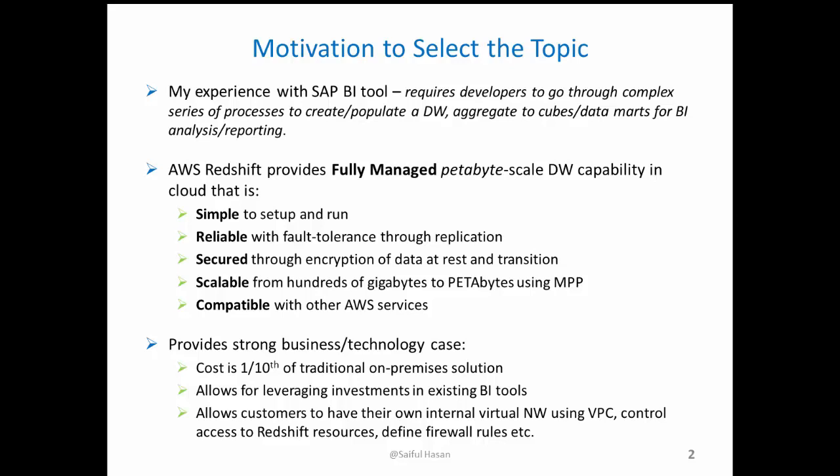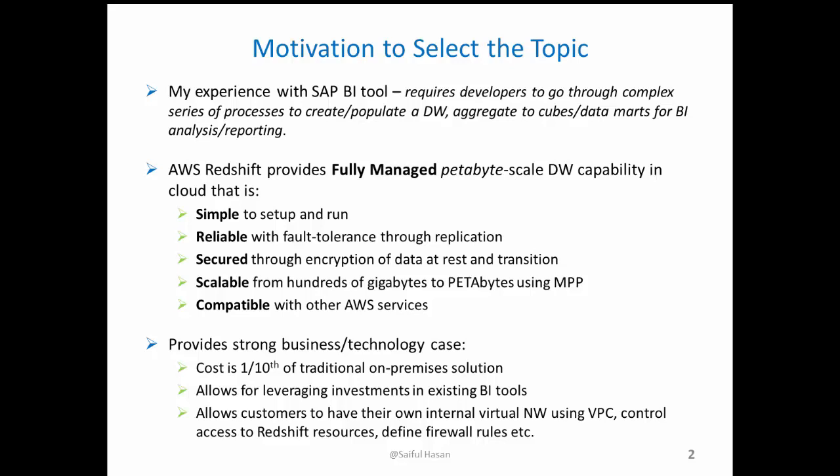Redshift provides a fully managed petabyte scale data warehouse capability in cloud that is very simple to set up and run. Very reliable, with highly reliable fault tolerance due to replication of data. It is very secure due to encryption of data at rest and in transit. It is very scalable, scaling from hundreds of gigabytes to petabytes using massively parallel processing power. Compatible with other AWS services, fully integrated with internal AWS services.